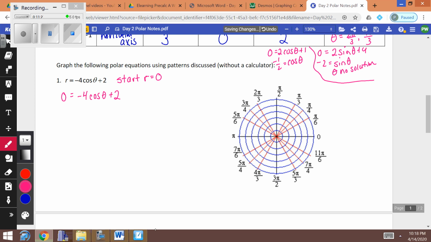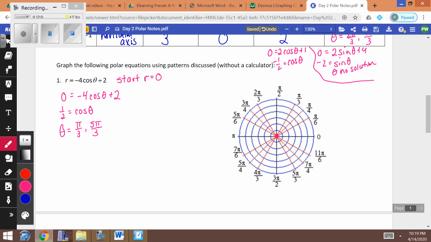So if I solve this, I would subtract the 2 and divide by -4, so I would get 1/2 is equal to the cosine of theta. So where is the cosine equal to 1/2? We know that is at pi over 3 and at 5 pi over 3. So what that tells us is it crosses through twice, which compares to that limacon with the inner loop. So we're going to have an inner loop. If I start looking at the graph of it, we know it is going to cross through the pole twice.